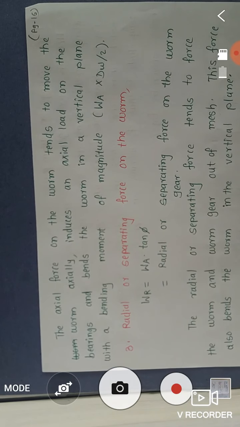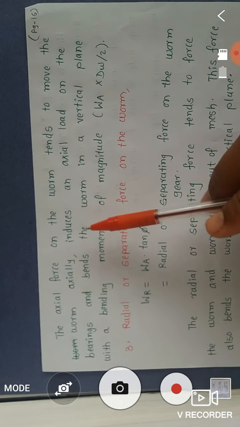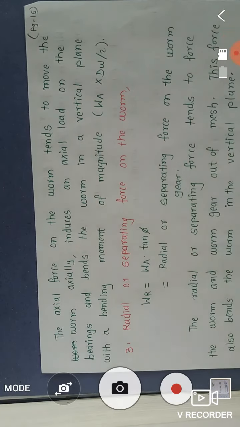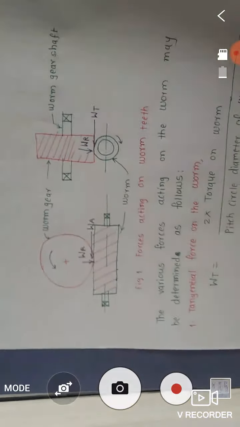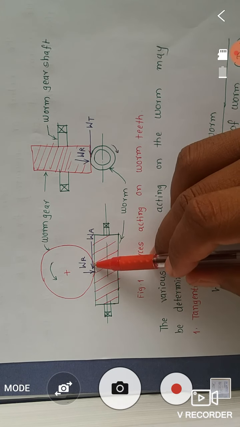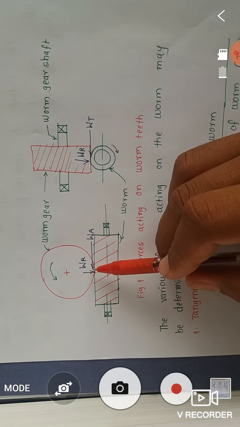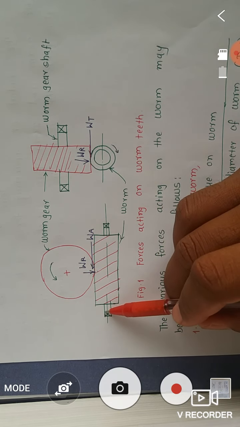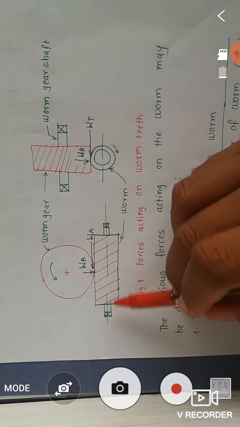The axial force on the worm tends to move the worm axially, induces an axial load on the bearings, and bends the worm in a vertical plane with a bending moment of magnitude WA times dW upon 2. So this axial force directly affects the bearing. If we observe this diagram, WA acts in the left direction, and the crosses indicate the bearing locations.